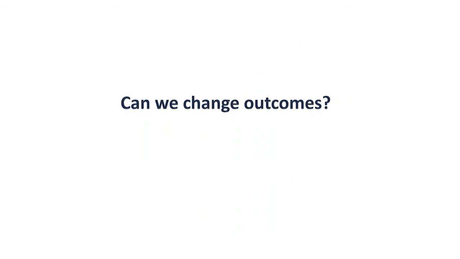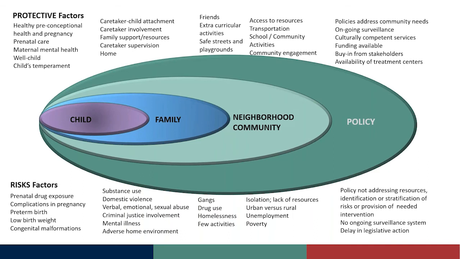Now the question is, can we change outcomes? It's so depressing to see all these associated risk factors. Well, we'll go back to our framework of the socio-ecological model. So we know the risk, which is at the bottom of these slides. There are plenty of them. But we have to look at the protective factors, as I mentioned earlier.